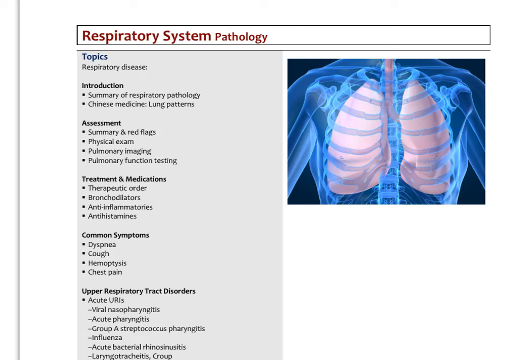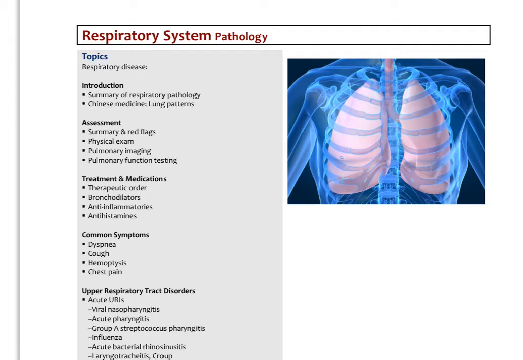So in this series of lectures, we're going to look at the respiratory system from the perspective of pathology. We're going to look at the assessment and treatment of different respiratory disorders, and then I'm going to run through the most common clinical respiratory disorders that we see, what we need to think about in terms of potential workup, referrals, and the overview of the treatments.